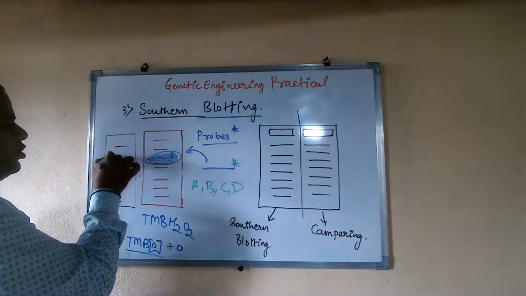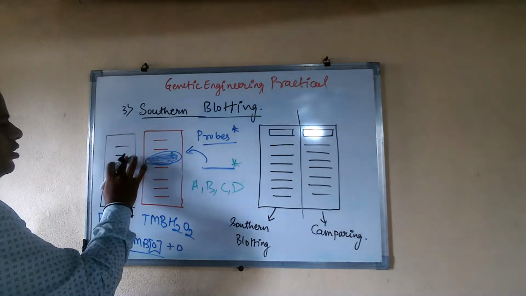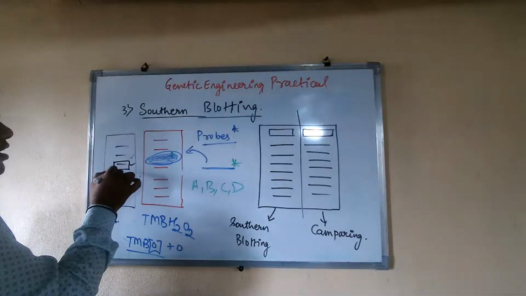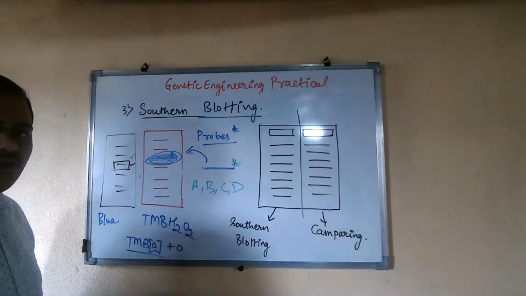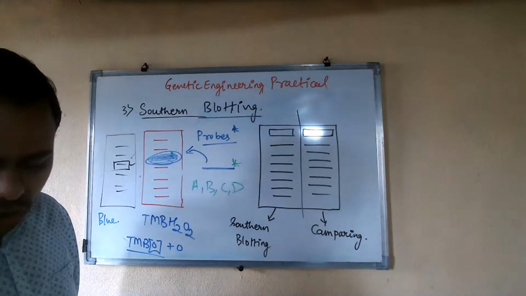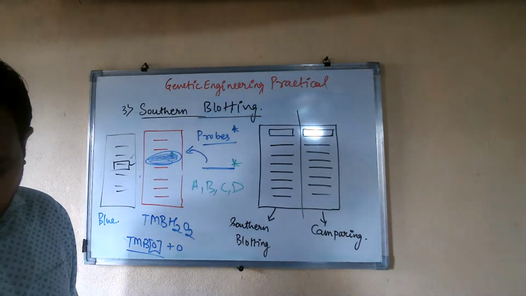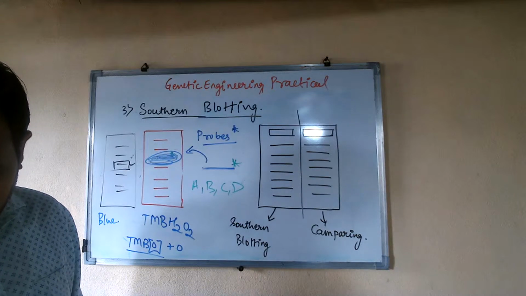After that, you can use the well from the side to compare. Suppose you are comparing this band. The third band is the particular band of interest, and you can cut this portion and purify this band using the silica purification method. So this was everything about Southern blotting. I hope you are understanding this.